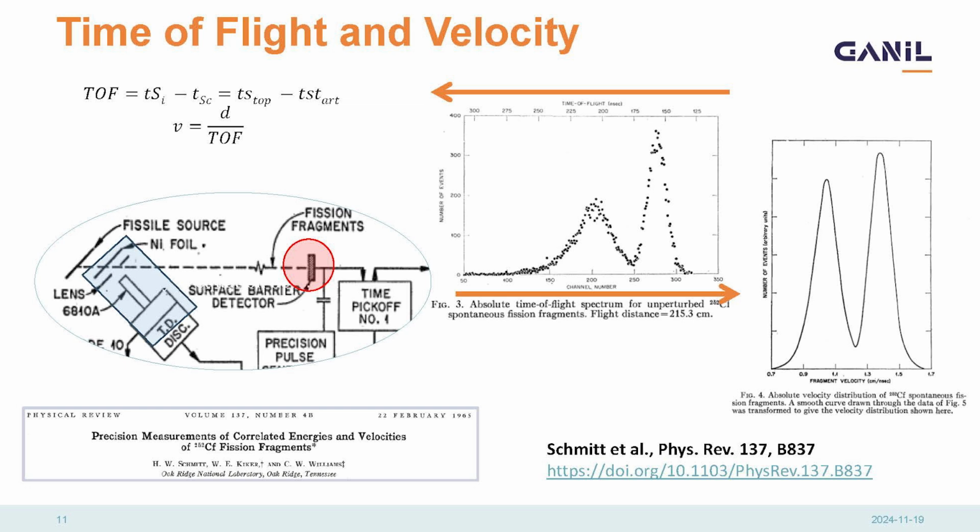If you look now at the velocity, this is the channel number, so this is really what you measure. You have here the channel number, and here the time of flight, which is reversed because of the way it was done. But in the end, you get your velocity profile. You have here also this double hump profile, peaking at 1 centimeter per nanosecond and 1.4 centimeter per nanosecond. So this is what you get.